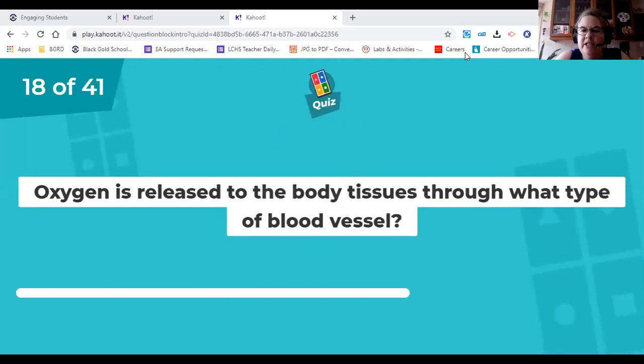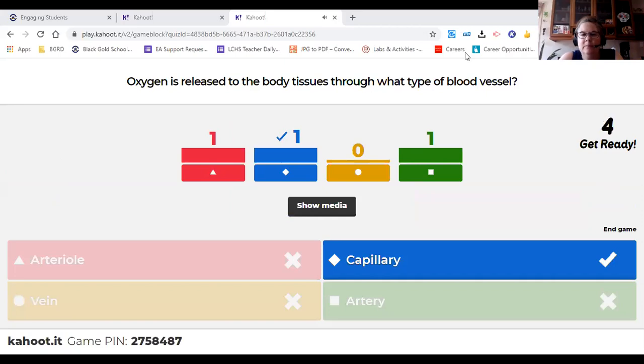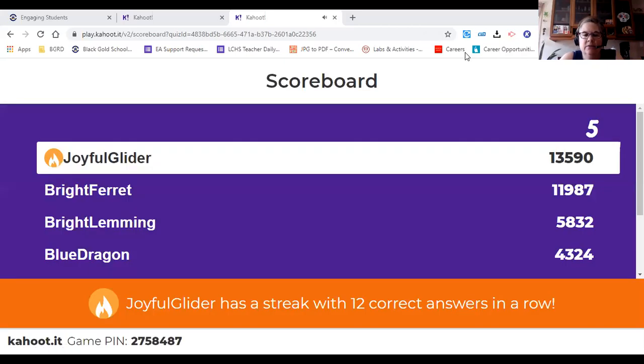Oxygen is released to the body tissues through what type of blood vessel? Arterial, vein, capillary, artery. Ooh, capillary. Capillary is where that exchange happens, where oxygen is going from the capillary into the cells.